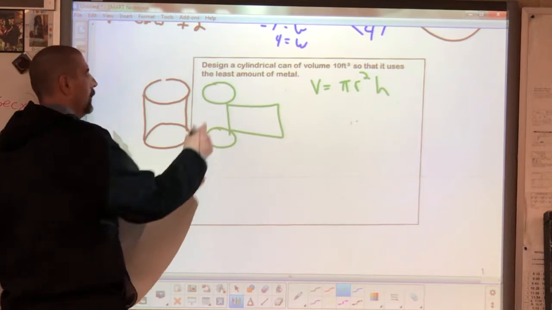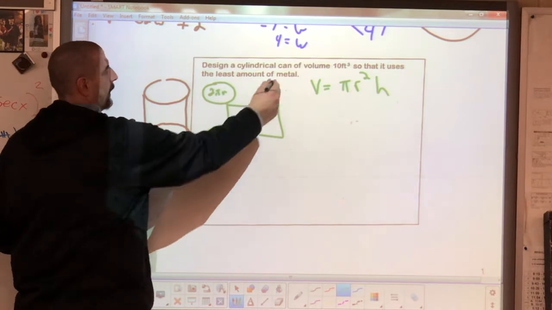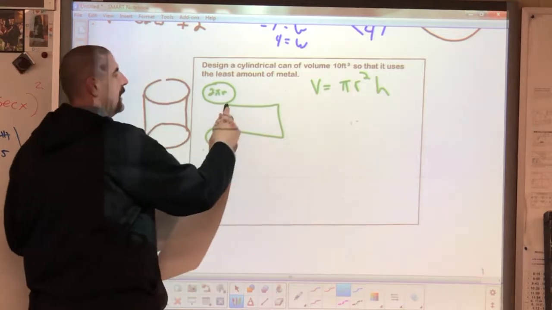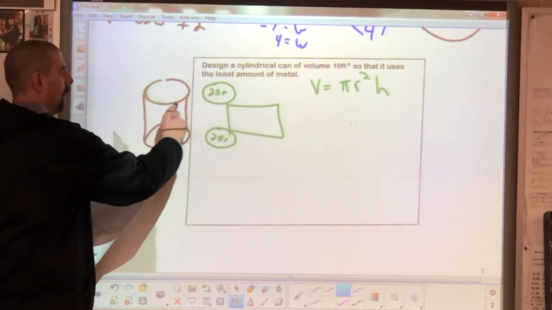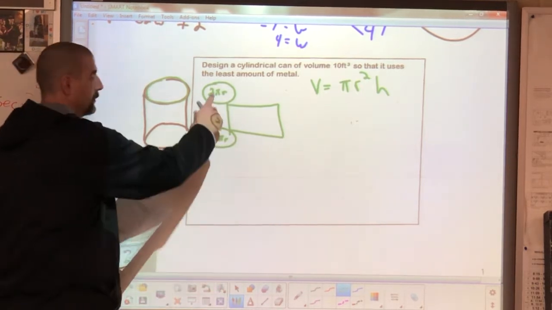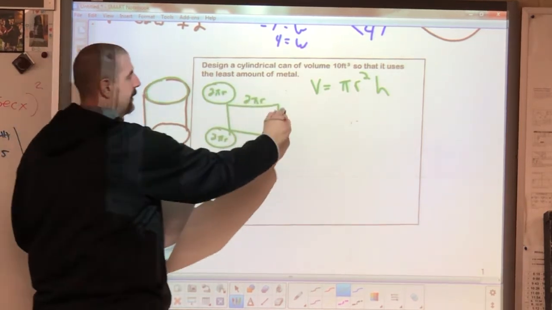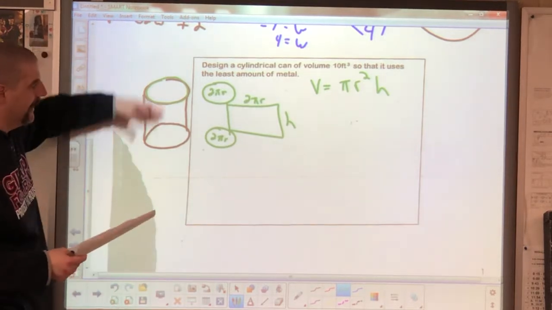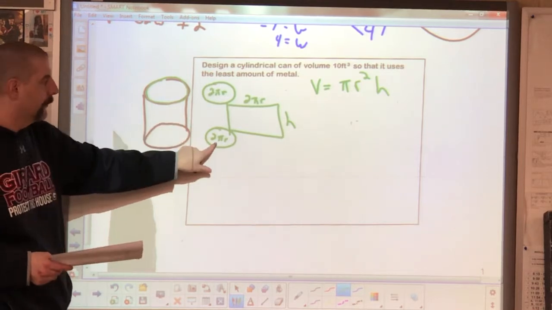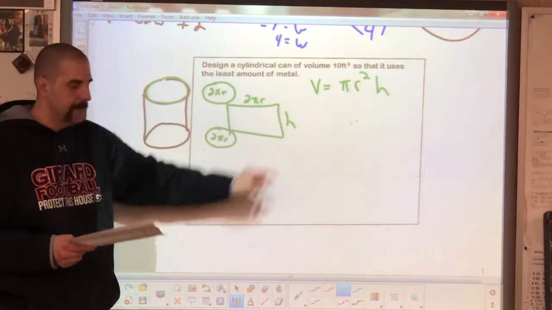Okay? So this is 2 pi r for its area. Again, we're talking about the least amount of metal, which is surface area. And then this length would have to go around the circle, which is 2 pi r. Again, that's the circumference of the circle, okay? So this is 2 pi r. It would have to wrap around there, and this is h, the height of the can. So again, the can circumference is 2 pi r, which makes this distance around here, that metal piece, 2 pi r, and that would be its height.